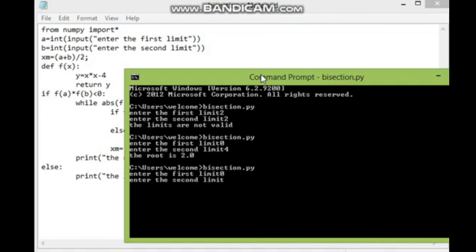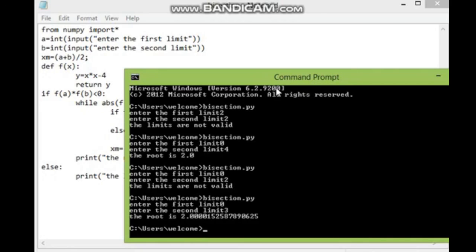Or I can give other limits also, for example 0 and 2. The limit is not valid because when you substitute those values, 0 squared minus 4 is minus 4, and 2 squared minus 4 is 0, which gives you 0 for f of a into f of b. Or I can give 0 and the next limit 3, and then it will give you a somewhat close value, 2.000 something. So that's all about the bisection method. I hope you understood this.